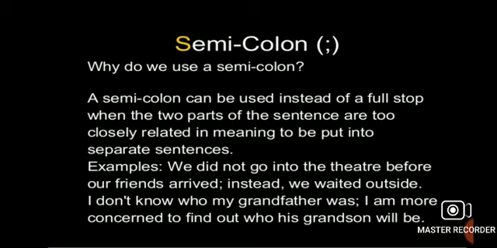Children, let's see semicolon. Why do we use semicolon? A semicolon can be used instead of a full stop when the two parts of a sentence are too closely related in meaning to be put into separate sentences. Let's see the examples. We did not go into the theater before our friends arrived; instead, we waited outside. I don't know who my grandfather was; I am more concerned to find out who his grandson will be. You can see semicolon has been used instead of a full stop because two parts of the sentence are too closely related in meaning to be put into separate sentences.